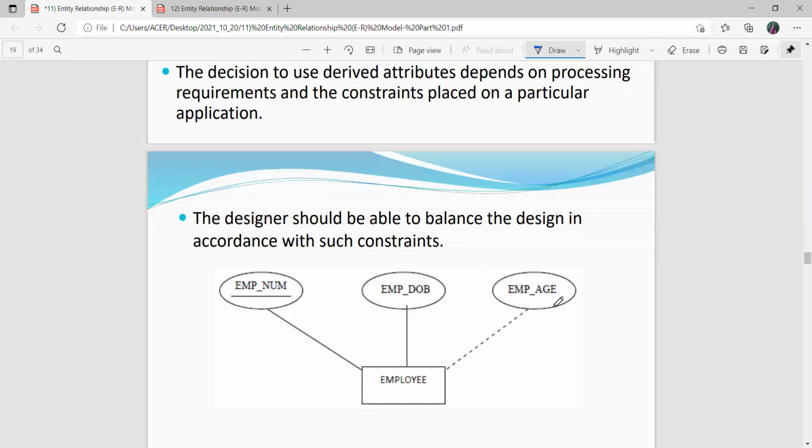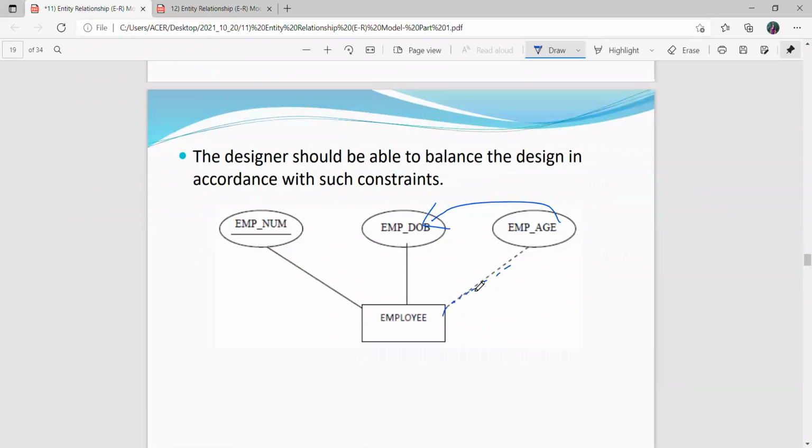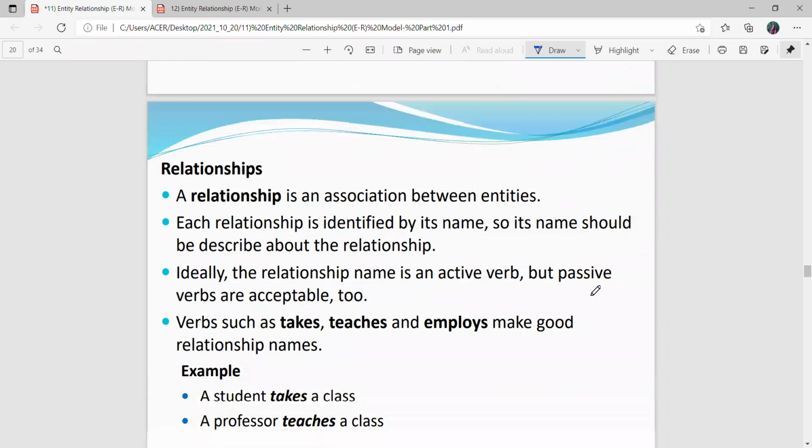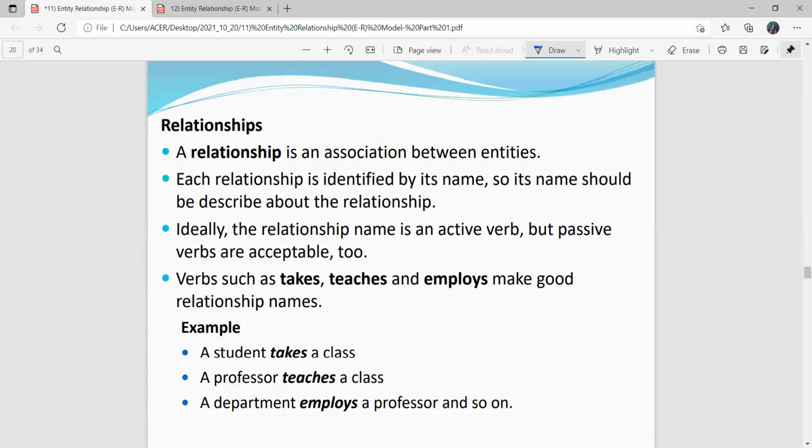So you can see this is derived from date of birth. We can use a dash line to represent the derived attribute in the ER diagram. Okay, you can use a dash line to represent derived attributes within an ER diagram. Is it clear? Yes, ma'am.